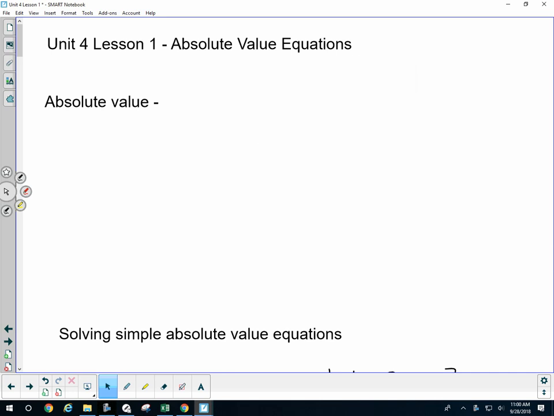Okay, so who knows what an absolute value is? Discuss with your neighbor, what is an absolute value? Go ahead. A value that's absolute. That's a great answer. That's not what we're looking for, though.